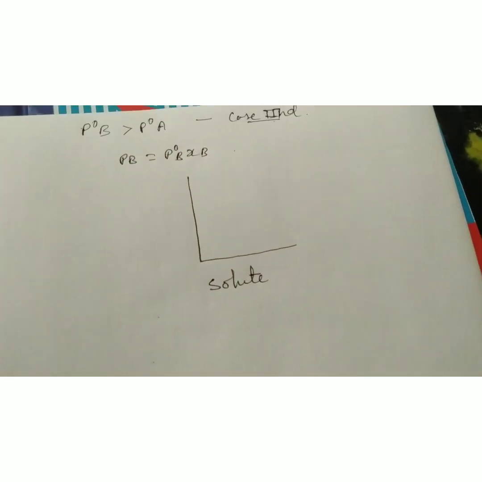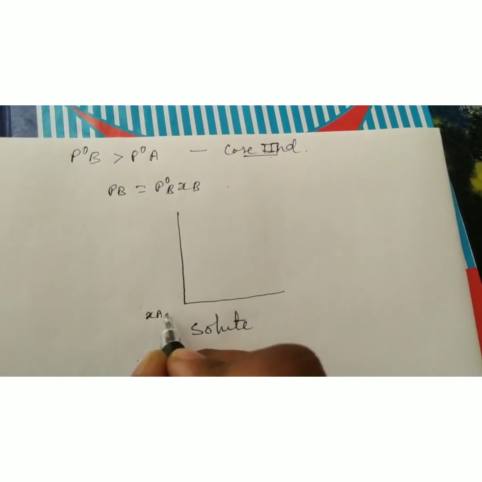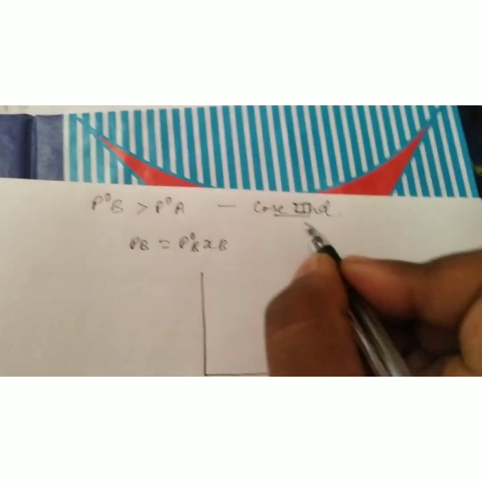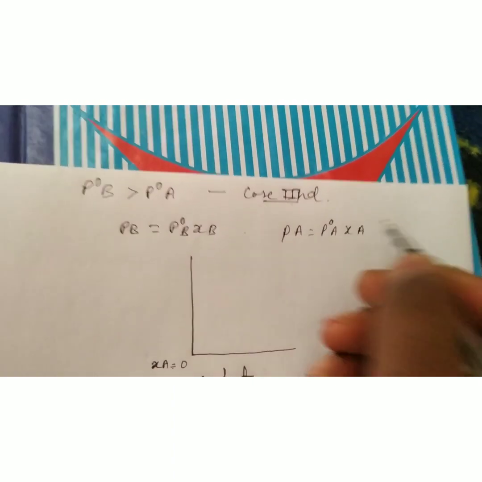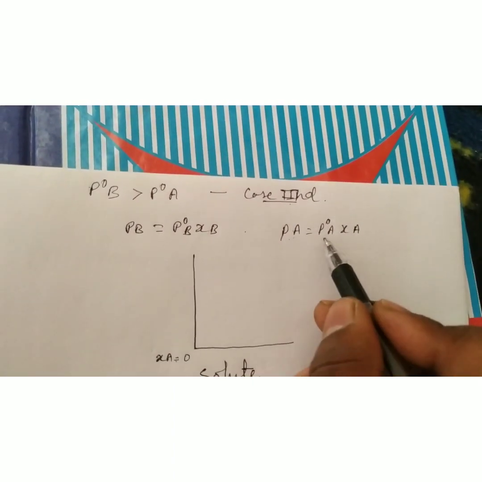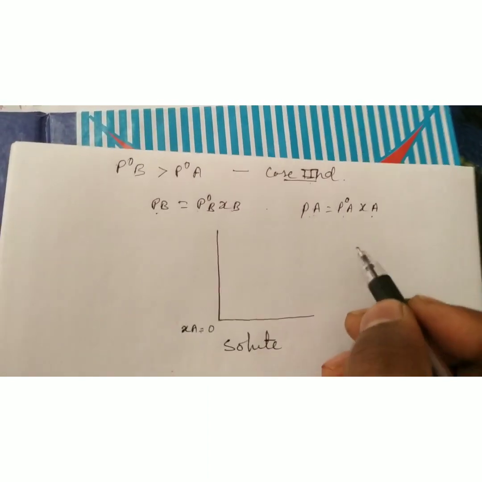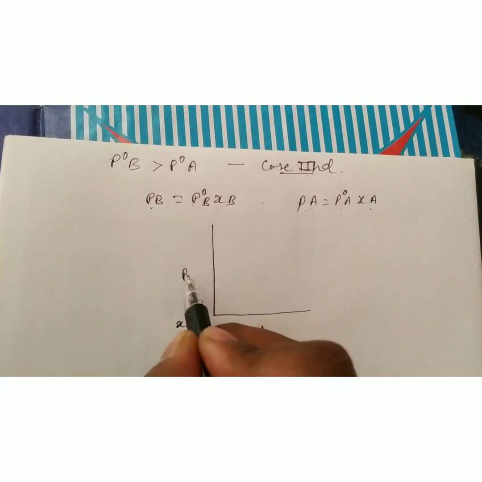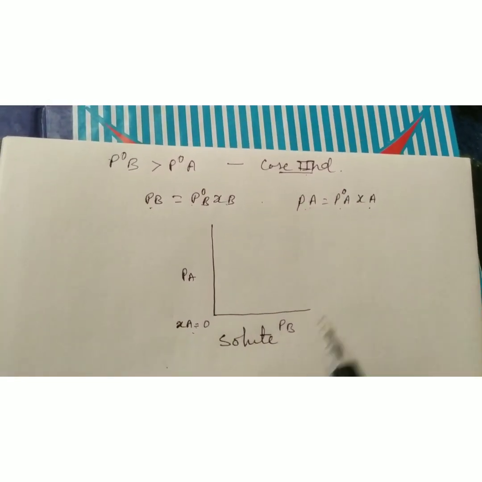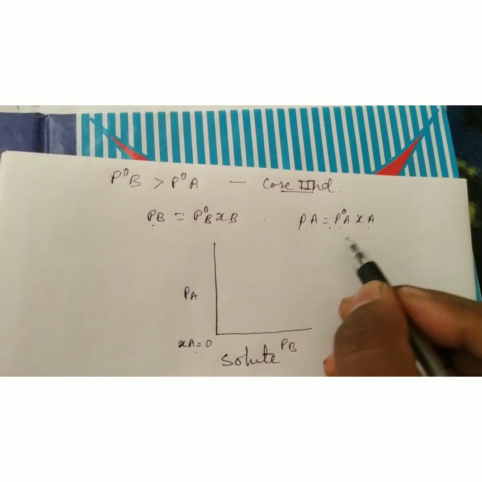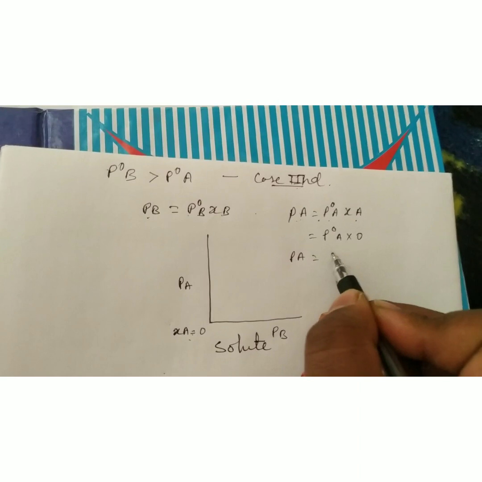This is the solute. So, when XA equals 0, PA equals P naught A XA. Clear? PA is equal to P naught A XA and PB is equal to P naught B XB. So, by putting the value, this is PA and this is PB. Suppose XA equals 0, then this equation will become P naught A multiplied by 0, then PA will become 0.